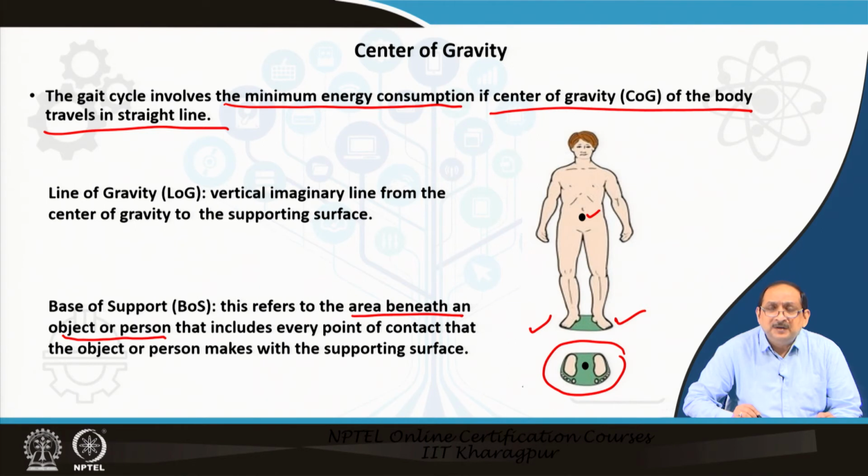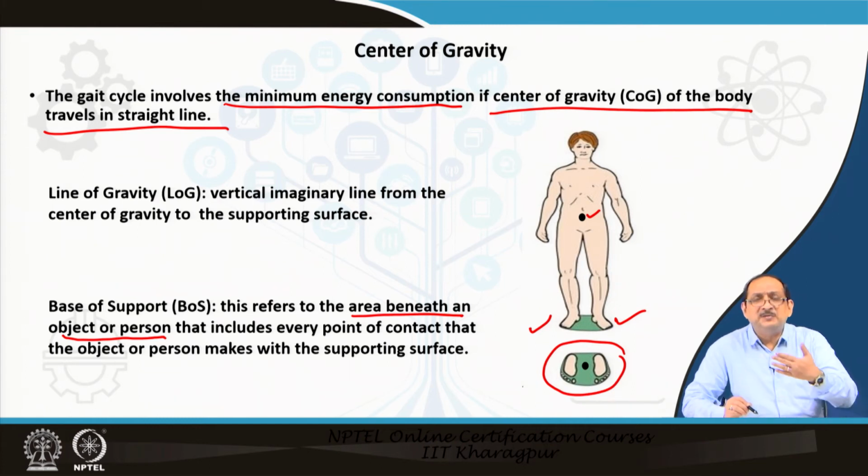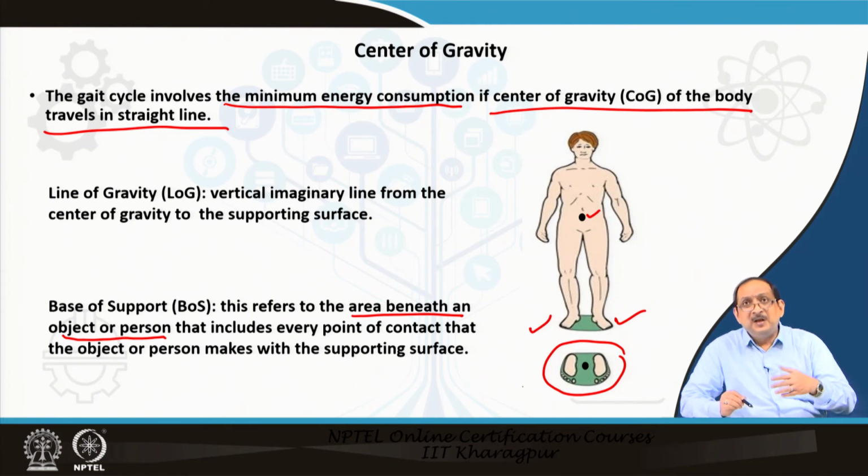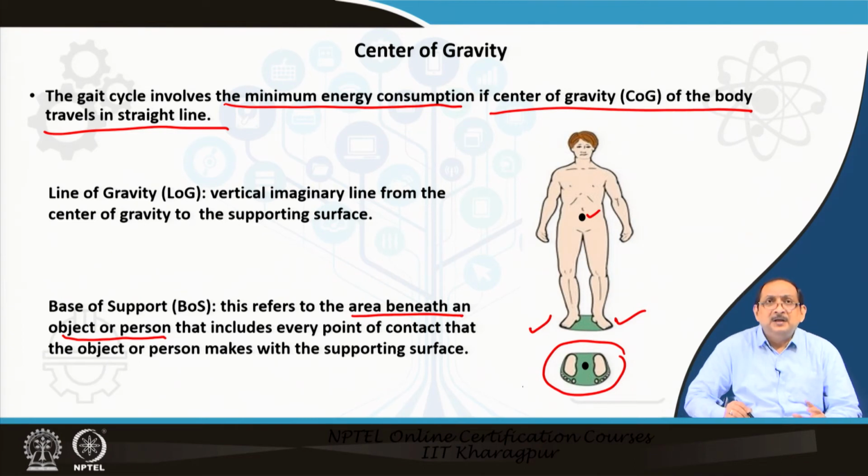It is preferred that the center of gravity remain within the base of support. During bending, different types of postures like forward bending or bending backwards, the center of gravity of the body is sometimes, depending on the degree of bending, located outside the base of support, that is the area defined here.